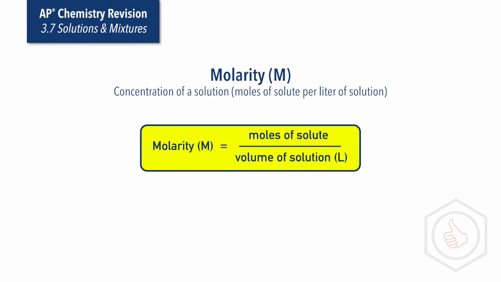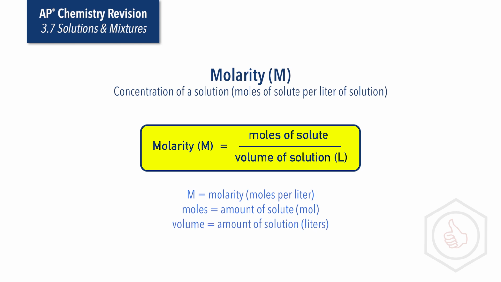The formula is M equals moles of solute divided by volume of solution in L, where M equals molarity, moles per litre, moles equals the amount of substance, and the volume of solution is given in litres. We can also rearrange this relationship to give volume in litres equals moles divided by molarity.